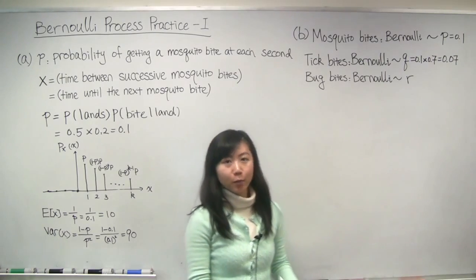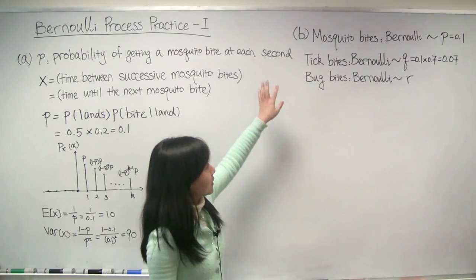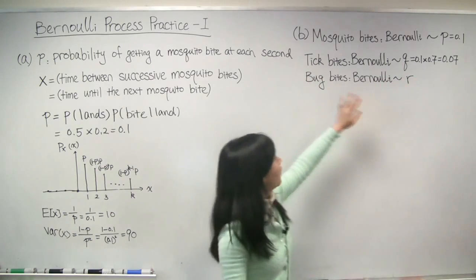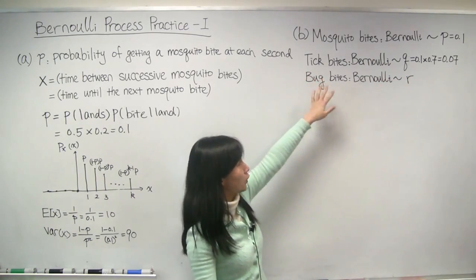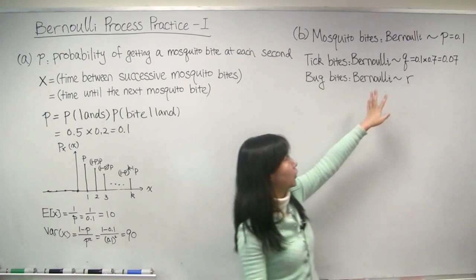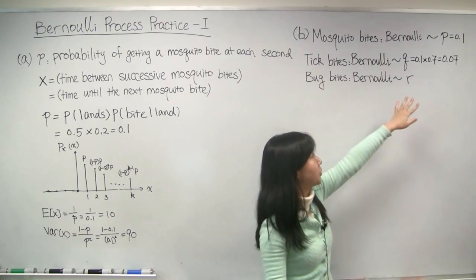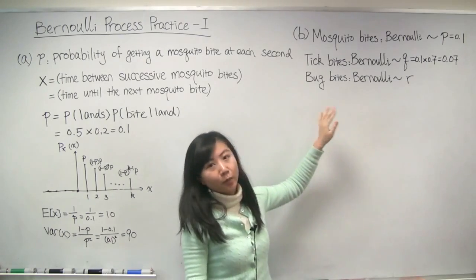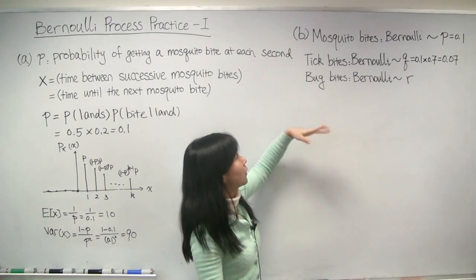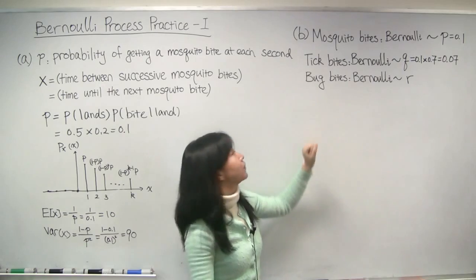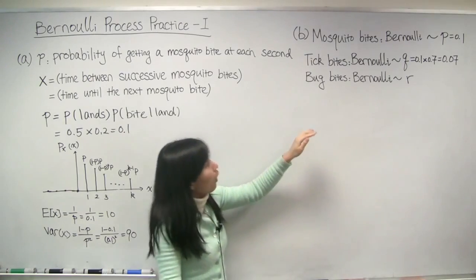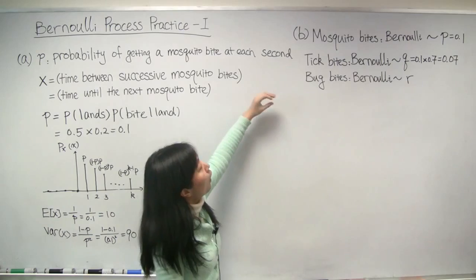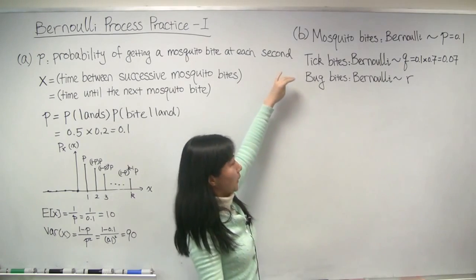So similar to part A, where mosquito bites occur as a Bernoulli process with parameter p equal to 0.1, here the tick bites also occur as a Bernoulli process with parameter q equal to 0.1 times 0.7, which is equal to 0.07. And q is the probability of getting a tick bite at each second. Therefore, the bug bites occur as a merged process from the mosquito bites and the tick bites.